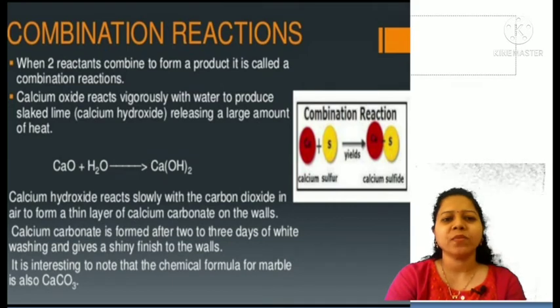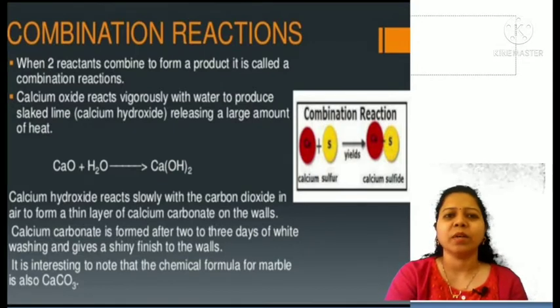Here calcium oxide reacts vigorously with water to produce slaked lime, that is calcium hydroxide, releasing a large amount of heat. Here calcium oxide and water react with each other to form only one product, calcium hydroxide, or slaked lime. And this slaked lime, when it reacts with CO2, forms calcium carbonate, and after washing, that calcium carbonate gives a shiny surface, which is nothing but marble, because the chemical composition of marble is also calcium carbonate.